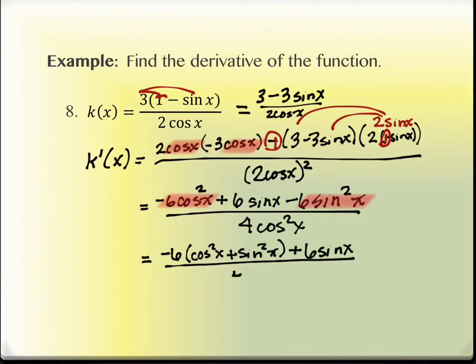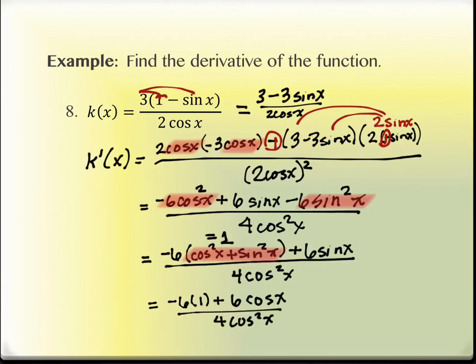The reason it matters, and hopefully you've seen and caught this before I even said it, is because the sine squared plus cosine squared, or cosine squared plus sine squared, from trig, as you know, it equals 1. So this is actually negative 6 times 1 plus 6 cosine x over 4 cosine squared of x.